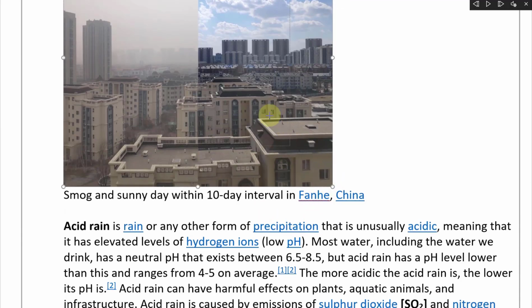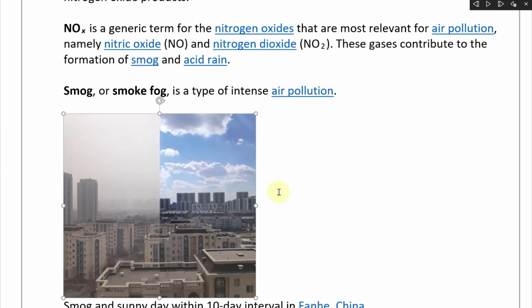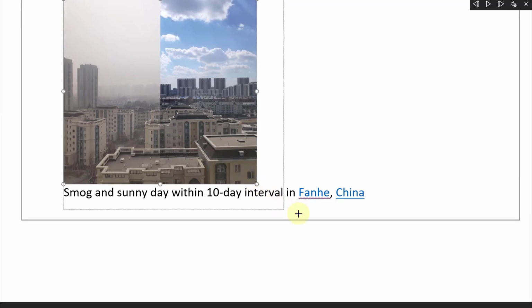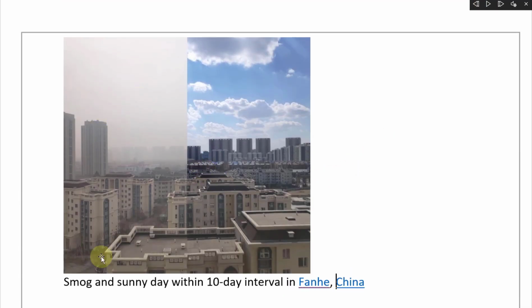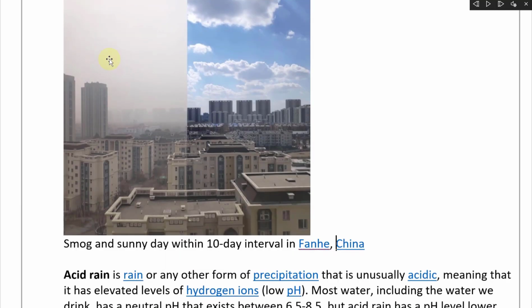So here is China. Let's make this a bit bigger, it's good to illustrate it. This shows smog and a sunny day within a 10-day interval in Fanhei, China. Let's see how this is pronounced. Fanhei, China. So you can see the smog, and in 10 days it clears up. That's quite fast. So that's not rain.